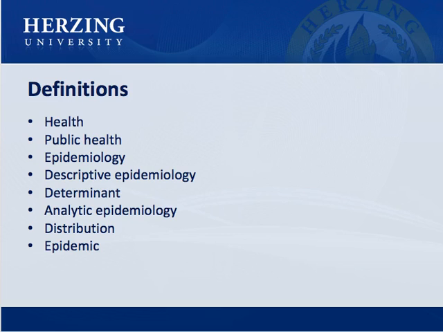Definitions of health and public health. In 1978, the World Health Organization, WHO, affirmed that health, which is a state of complete physical, mental, and social well-being, and not merely the absence of disease or infirmity, is a fundamental human right, and the attainment of the highest possible level of health is the most important social goal.